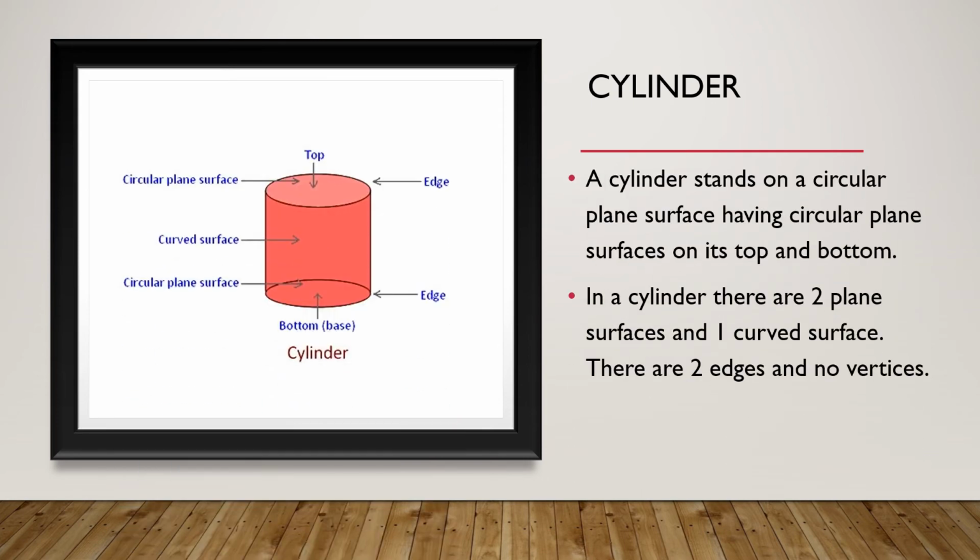Moving to cylinder. A cylinder stands on a circular plane surface having circular plane surfaces on its top and bottom. You can see in the figure, in a cylinder there are two plane surfaces and one curved surface. There are two edges and no vertices.